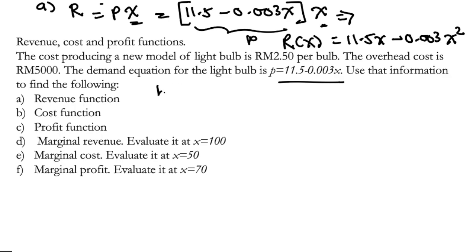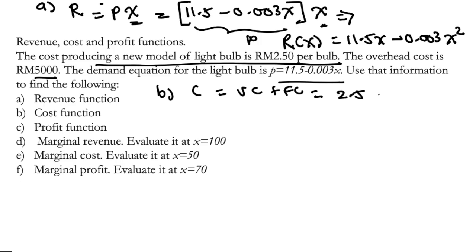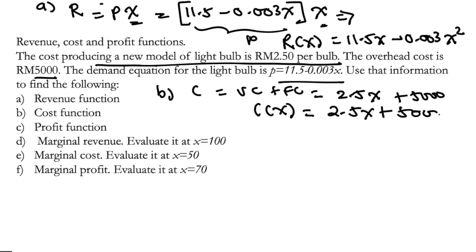For the cost function, you have this information: per bulb, the cost is 250, and then the fixed cost. You know that the cost function is variable cost plus fixed cost, isn't it? In this case, variable cost is 250 times quantity, which is X, plus 5,000. If I simplify further, cost as a function of quantity is 250x plus 5,000. So that is the answer.